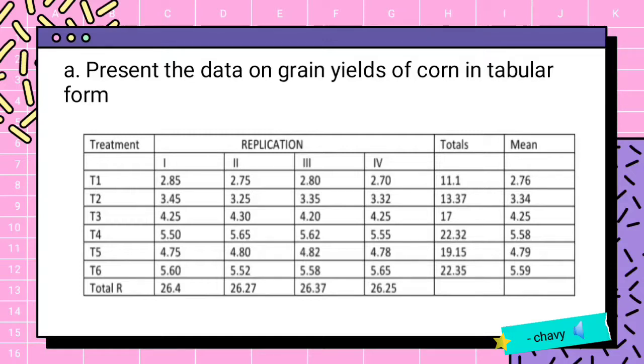Aside from that, we also derive the totals of the replications. In replication 1 or block 1, we have 26.4, 26.27 in replication 2, 26.37 in replication 3, and 26.25 in replication 4.